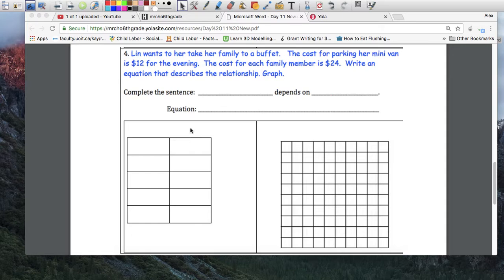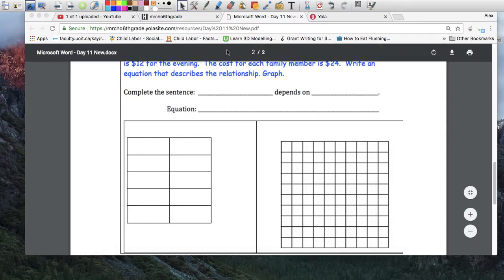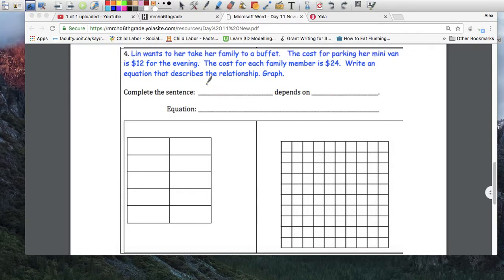Okay, so complete the sentence. Write an equation to describe the relationship. So, let's call the total. The total what? The total cost for the evening depends. It's going to depend on what? Depend on the buffet, right? And it's going to depend on the parking. So if your dad asks you how much do we spend tonight, you're going to have to calculate how many people ate, and also be sure to include the parking, right?